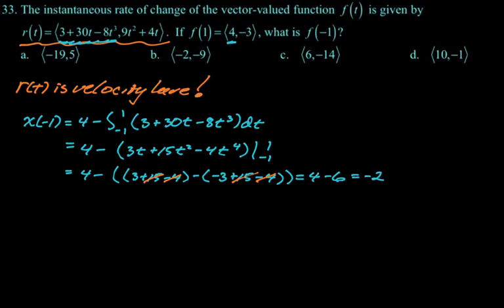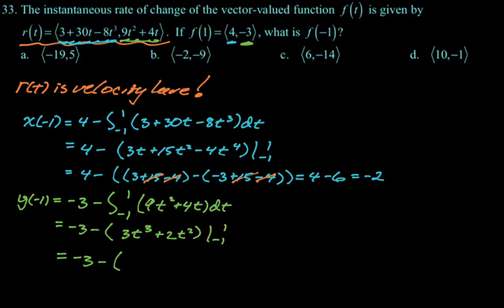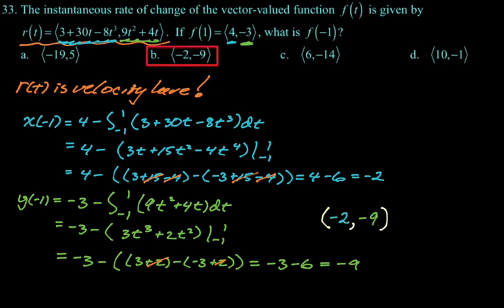So I get -2. Y of -1, we're going to set up the same thing, right? So where we are at 1, which is -3, and then minus the integral from -1 to 1. Typically, you would know the position at 1, and you'd be looking for the position at 5, so you would add the displacement. Here, we know the position at 1, we want the position at -1, so we subtract the displacement because we're going back in time. And then there's dy dt. So again, you don't have to watch me write this. I'm just using the fundamental theorem. And so I get -9, which means that my vector is -2, -9, and my answer is B.